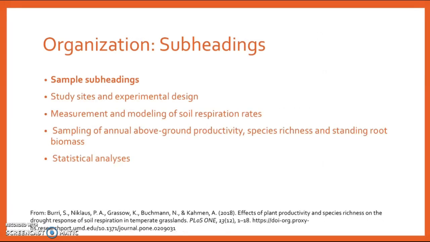So let's look at organization and subheadings. This comes from an article in PLOS ONE. These are some sample subheadings under materials. So there's 4: study sites and experimental design, measurement and modeling of soil respiration rates, sampling of annual aboveground productivity, species richness, and standing root biomass, and statistical analysis or analyses.